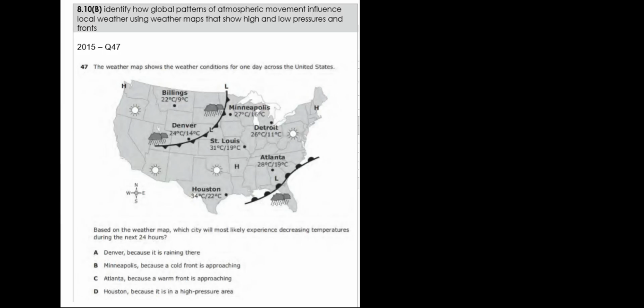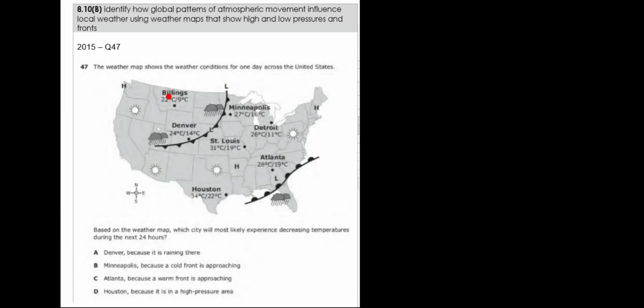All right, you are here because you missed this question and you apparently don't know how to identify how global patterns affect the atmospheric movement, which influence the local weather, using weather maps that show high and low pressures and fronts. So what that means is that we're going to be looking at different types of high pressure and low pressure systems and different types of warm fronts, cold fronts.